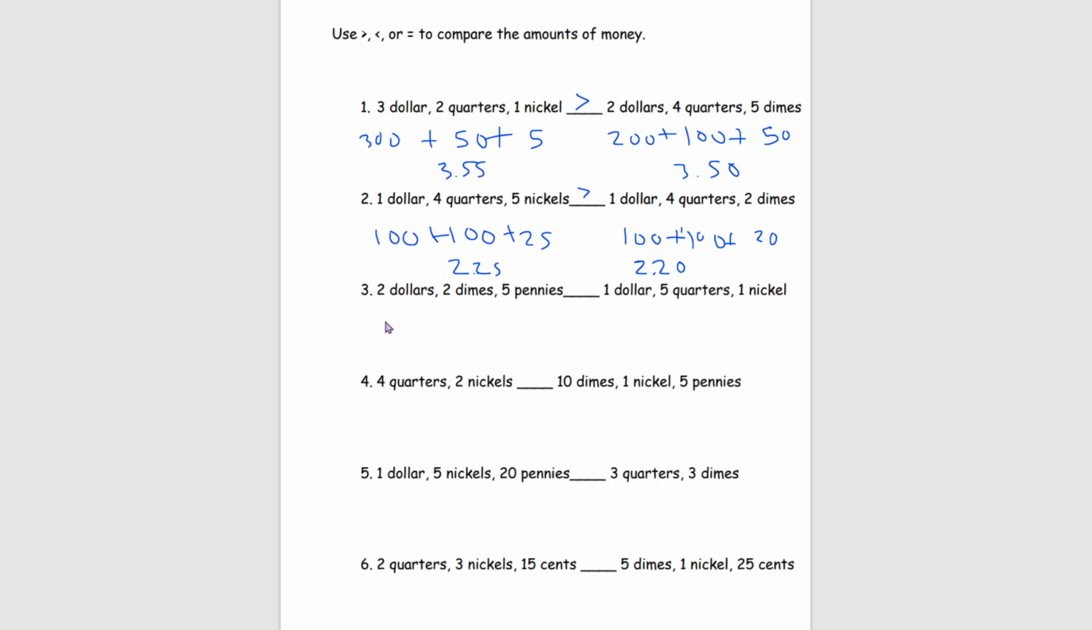Lastly, for number 3, we have $2, 100 each, we get 200. 2 dimes, 10 each, we get 20. 5 pennies, 1 each, we get 5. Over on this side, we have $1, 100. 5 quarters, 25 each, we get 125 plus 1 nickel, which is 5. We can add these up together. For this left side, we get 225, $2.25, and over on this side, we get 230, which is equal to $2.30. And we know that $2.30 is greater than $2.25, so we can write less than.